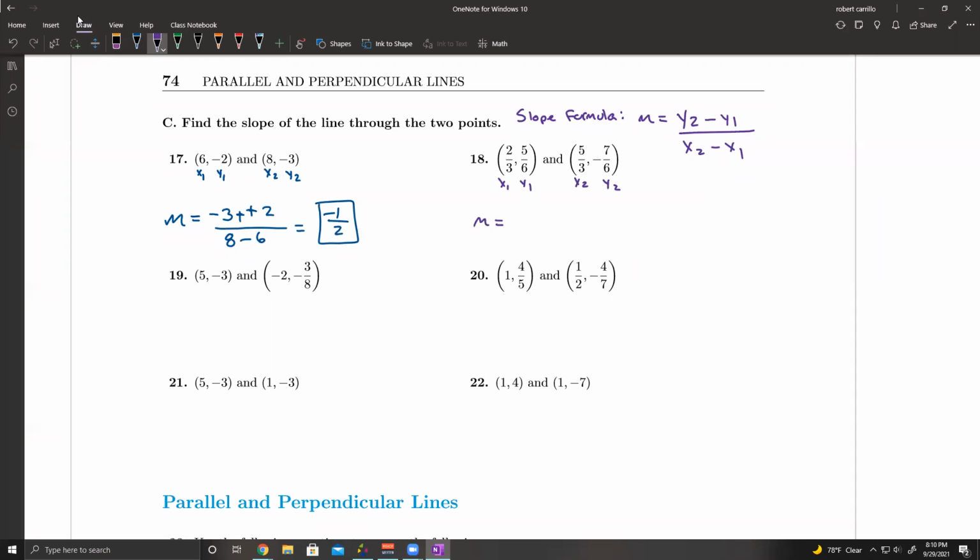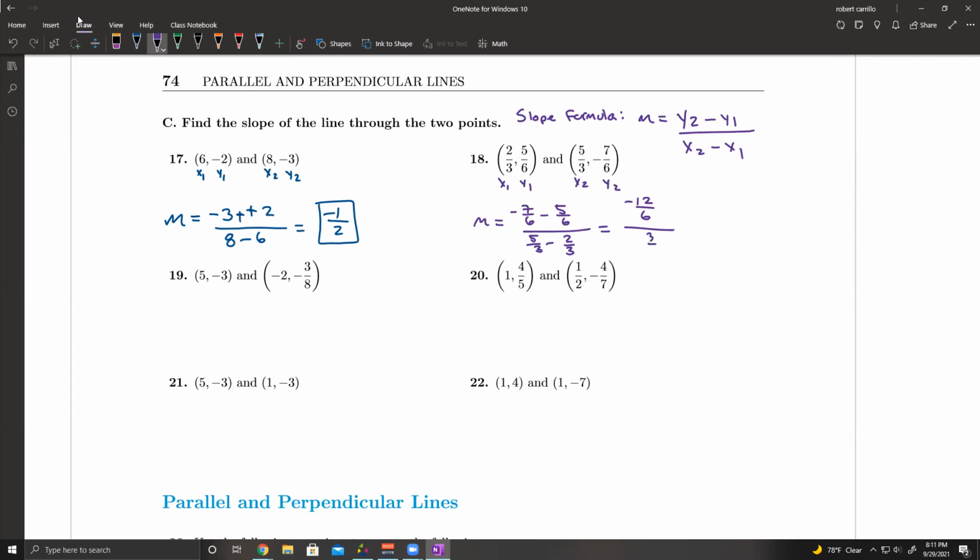M is going to be y2, which is negative 7/6, minus y1, which is 5/6, over x2, which is 5/3, minus x1, which is 2/3. Sweet. So in the numerator, negative 7/6 minus 5/6. We can subtract those two fractions because they have the same denominator. So what is negative 7 minus 5? Negative 12 over 6. Good. Negative 12 over 6 over, and what's 5/3 minus 2/3?